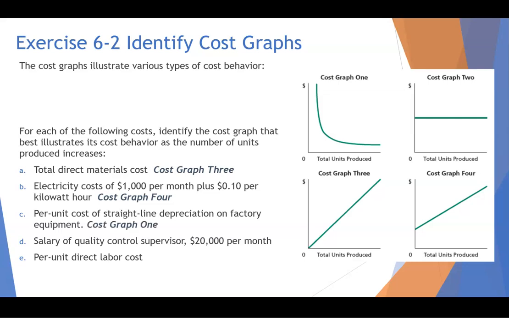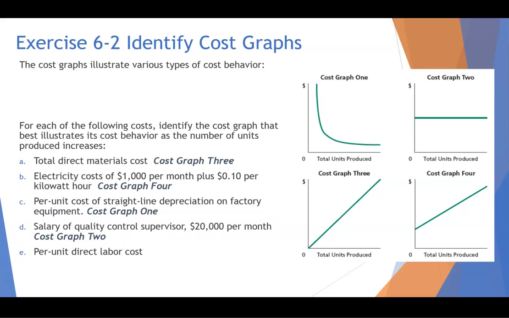The per unit cost of straight line depreciation on factory equipment. That straight line depreciation is a fixed cost. So the fixed cost is set, but as the units are produced, that fixed cost decreases per unit produced. The salary of the quality control supervisor, that would be graph 2. It's going to be there no matter what. And the per unit direct labor costs would also be graph 2.